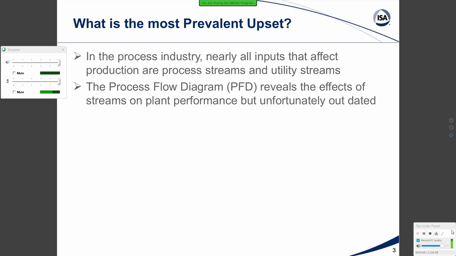The process flow diagram reveals the effects of streams on plant performance, but unfortunately, it is outdated, and that's why we need to have feedback correction. I remember when I was teaching at Washington University and I was trying to explain feedback control, and one of the students said, well, why do you need it? You just set the flows per the process flow diagram and everything's okay.